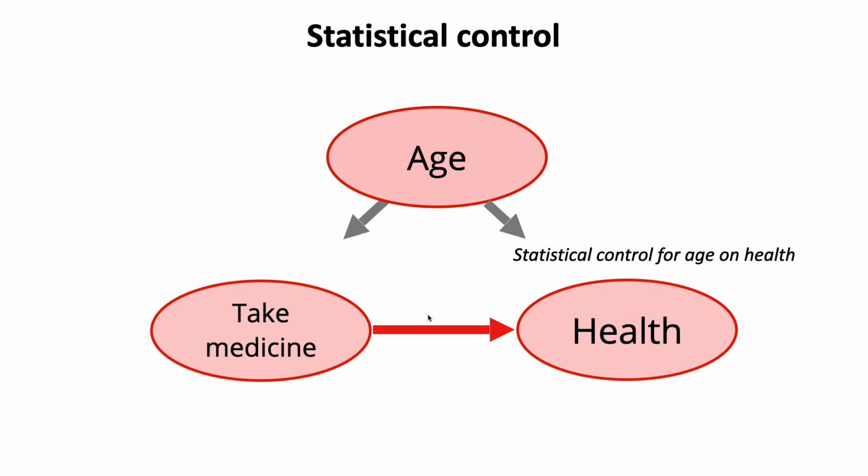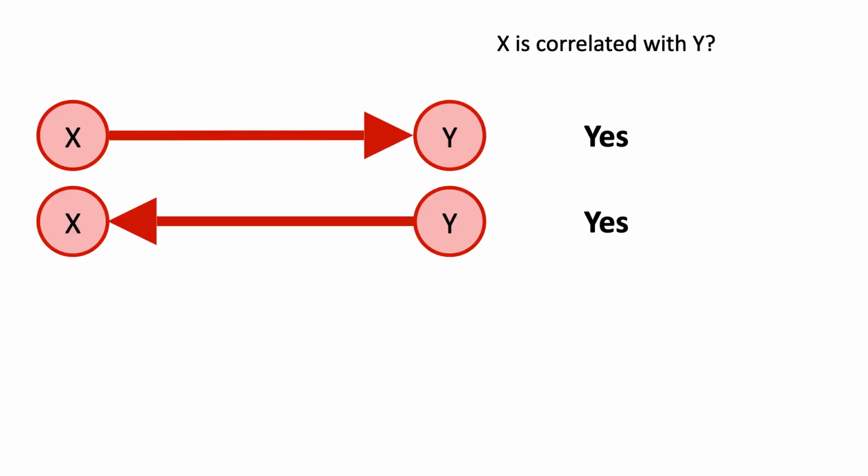However, there's another problem that many people bring up. How do we know the direction of causation? Well, often we don't. These two models, where x affects y or y affects x, if we were to observe a correlation, that would be equal support for either of these models. We couldn't tell the difference between these models just based on a correlation.